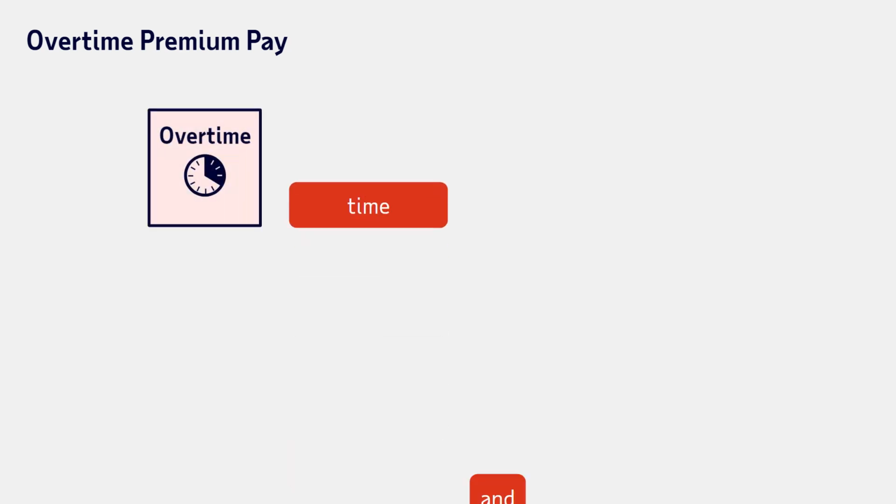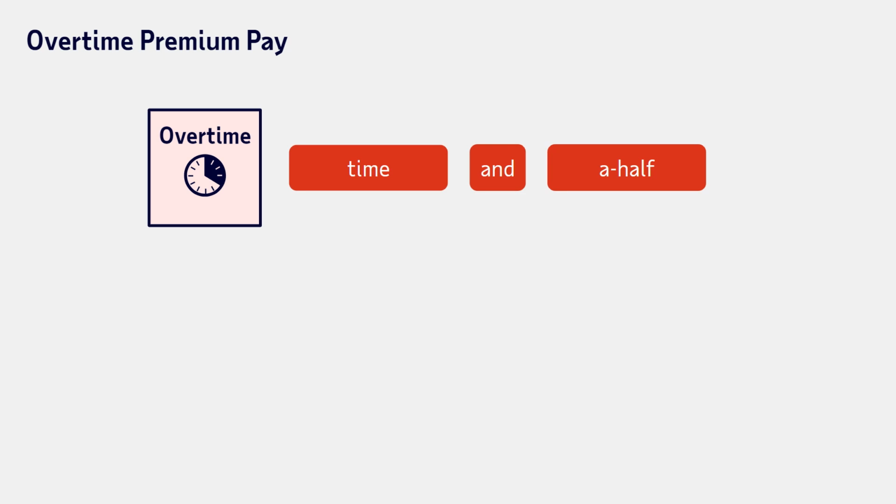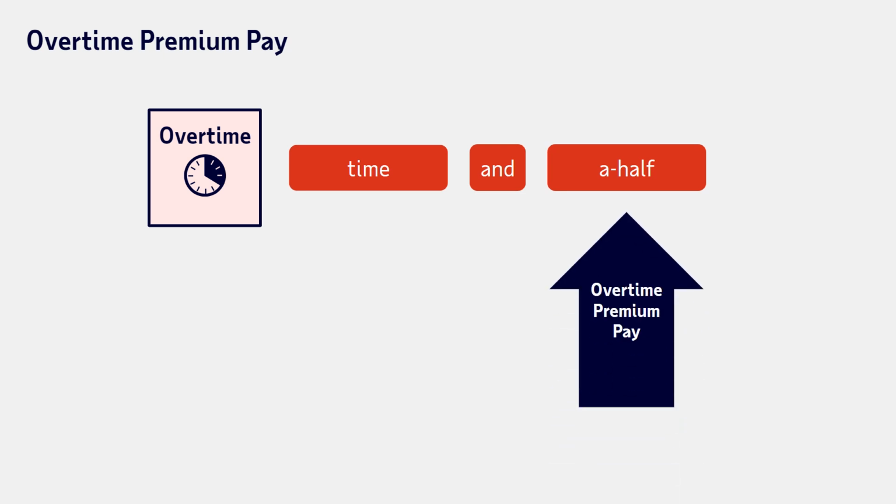In this video, we will take a look at overtime pay versus overtime premium pay. Overtime pay is commonly described as time and a half. It is the pay an employee receives for working more than the agreed number of hours. Overtime premium pay is the additional pay required to pay an employee for working overtime. The additional half that you receive when you work overtime is the overtime premium pay.